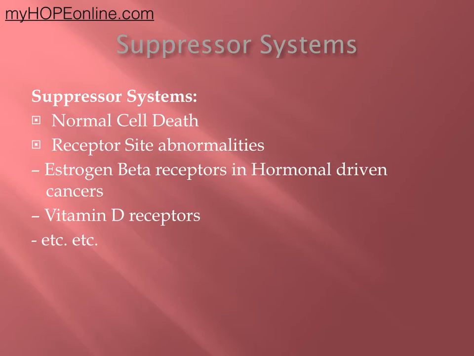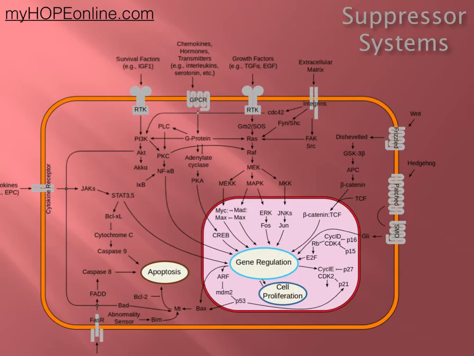So out of the suppressor systems, we have to talk about normal programmed cell death, because that is your number one way, and really how all of your suppressor genes work is to stimulate apoptosis. So apoptosis, remember, is the word we use for normal programmed cell death. Why isn't the cell dying? We're going to talk next week about receptor site abnormalities.